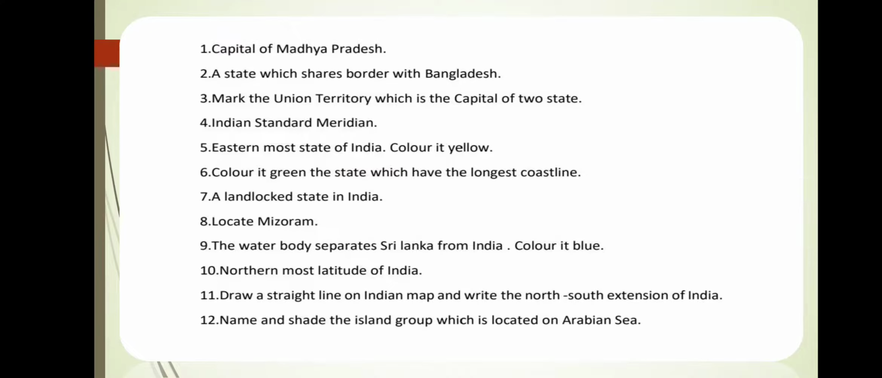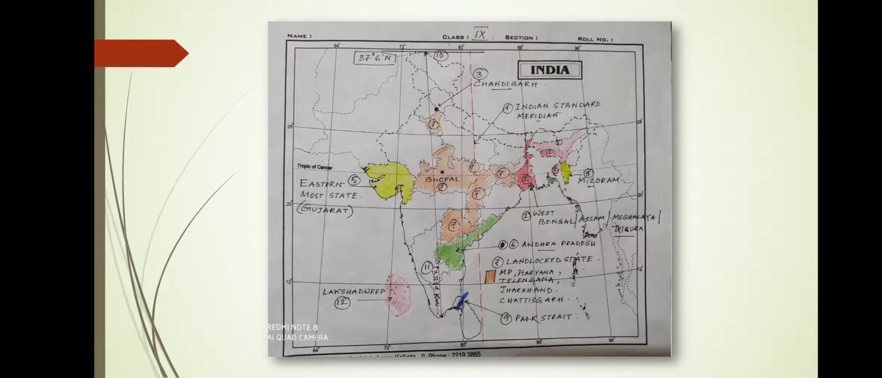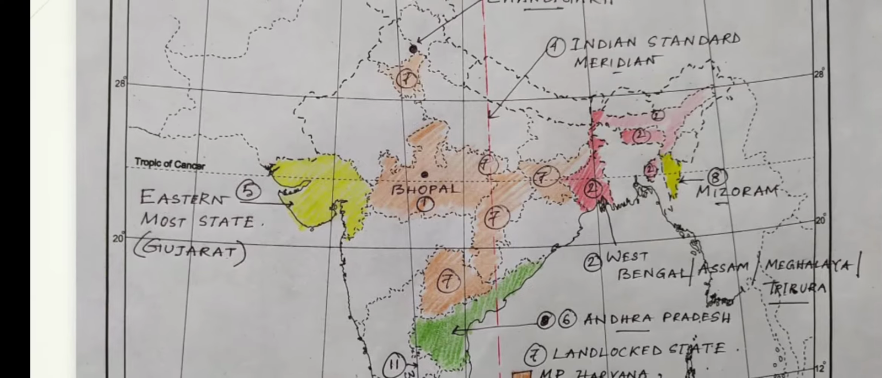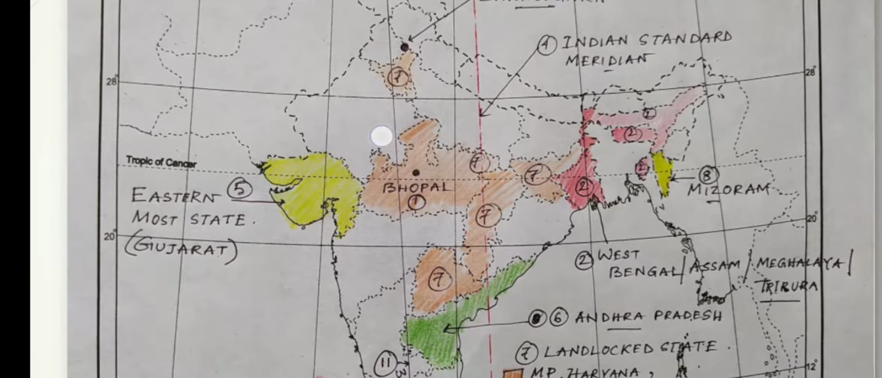The next one is a landlocked state. In India there are several landlocked states. A landlocked state is one surrounded by land on all sides, with no coastline. Here are a few of the states you can see on the map. I have given number 7. First is Haryana, a landlocked state. Then Madhya Pradesh, then Jharkhand, Chhattisgarh, and Telangana are all landlocked states.